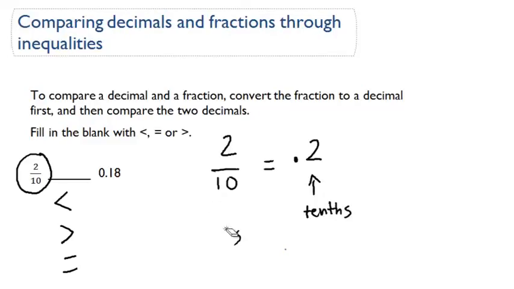Now we're going to compare 0.2 and 0.18. 0.2 is clearly greater than 0.18 because you compare the place values. The tenths value here is a 2, and there's a 1 in the tenths value here. So your final answer: greater than. 2/10 is greater than 0.18.